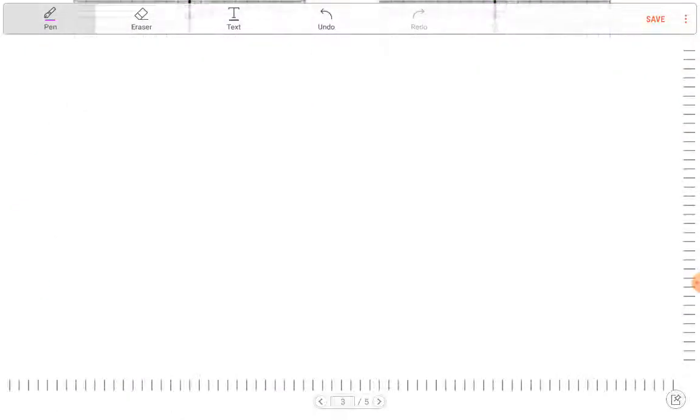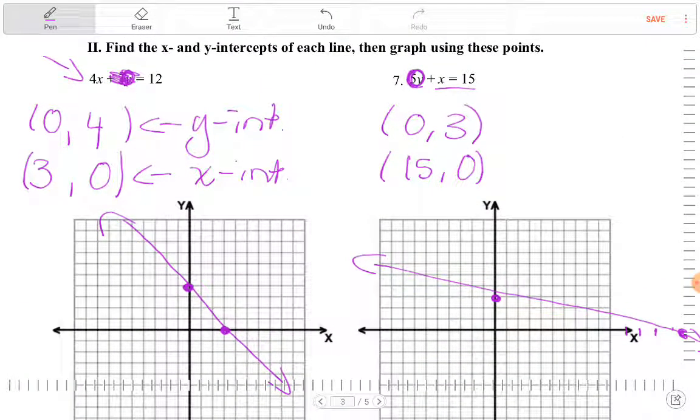And this is it, I think. Yes, this is it for your LG5.